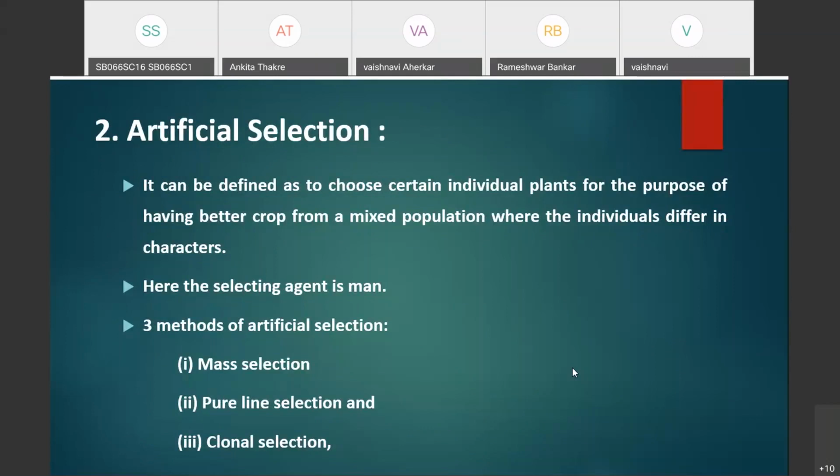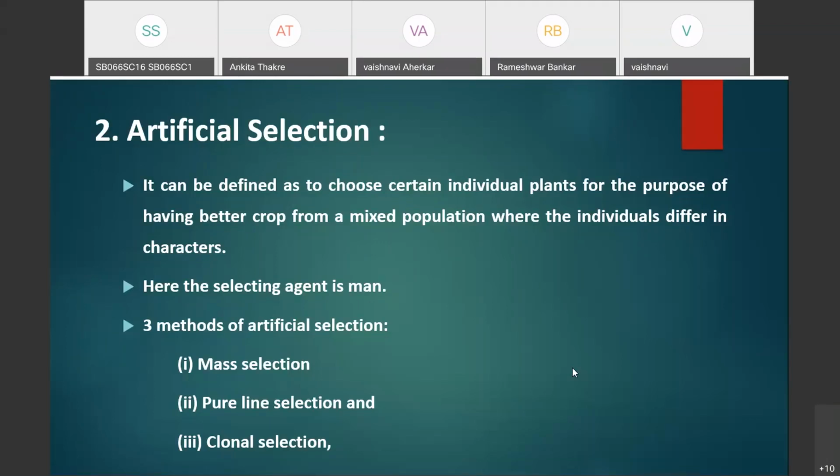There are three methods of artificial selection. The first one is mass selection, the second one is pure line selection, and the third one is clonal selection. We are going to discuss these three methods of artificial selection one by one.